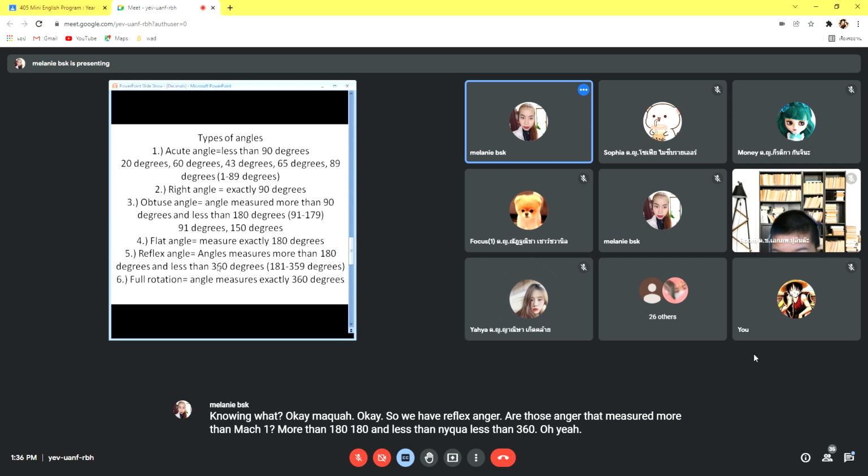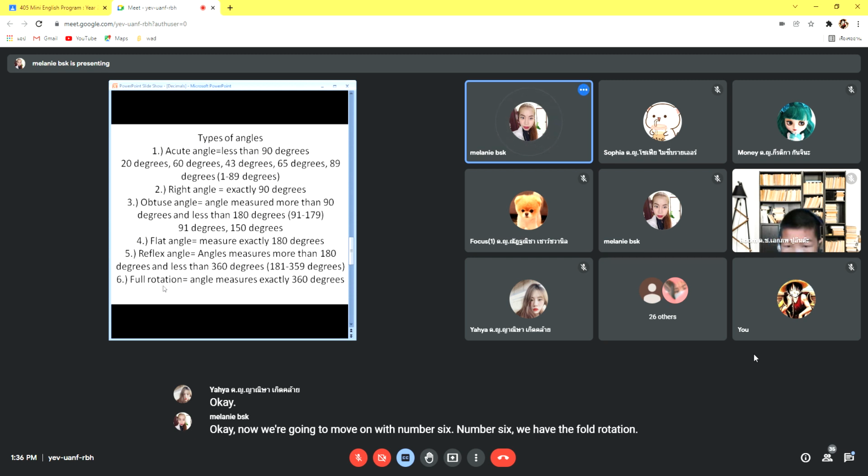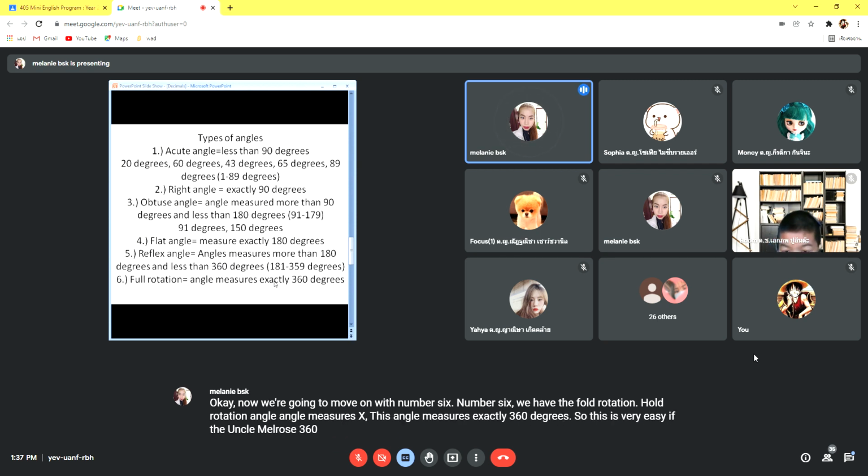Okay. Now we're going to move on with number 6. Number 6, we have the fold rotation angle. This angle measures exactly 360 degrees. So this is very easy. If the angle measures 360 degrees, that is a fold rotation angle. Can you follow?